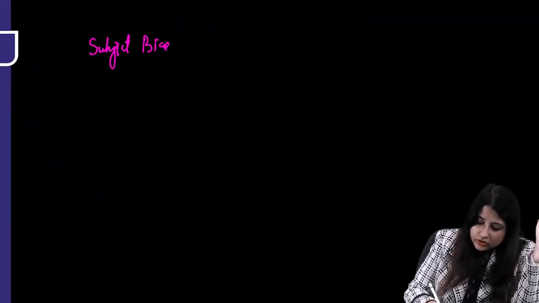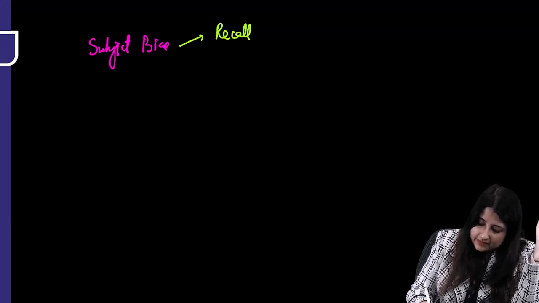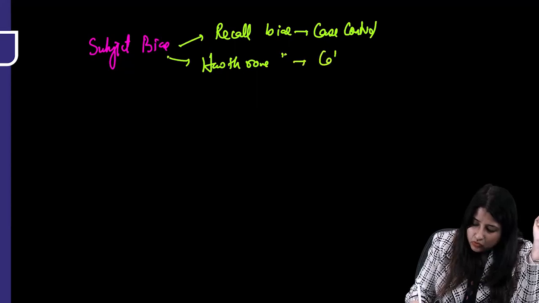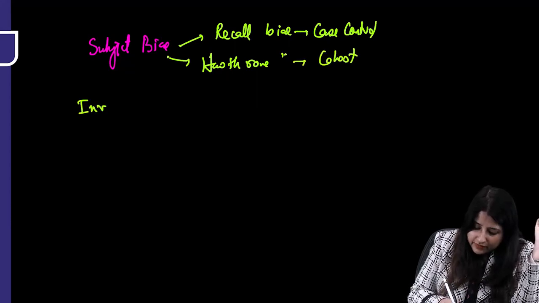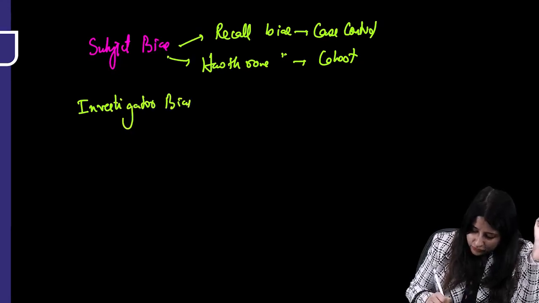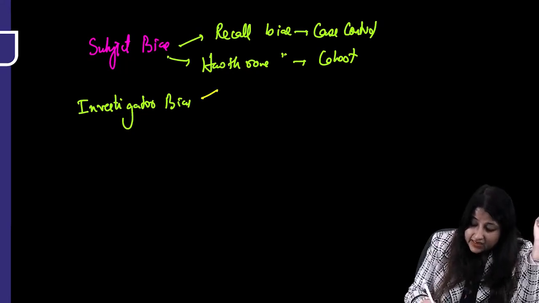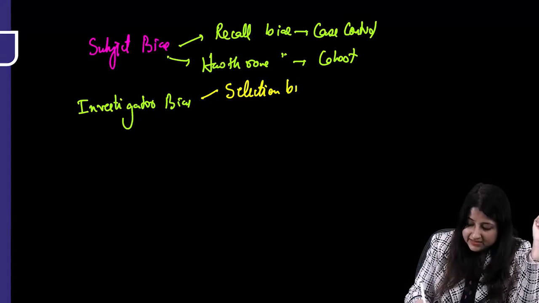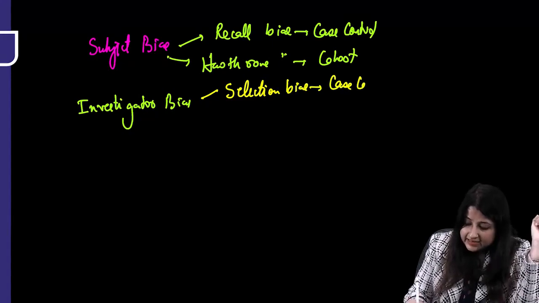In subject bias, what is the most important bias which you have to revise? You all know there is recall bias, which is seen in a case control study design, and Hawthorne bias, which is seen in a cohort. When you talk about investigator bias, you can have the very important selection bias. Selection bias is seen again in a case control.